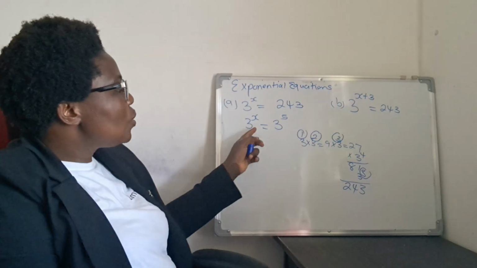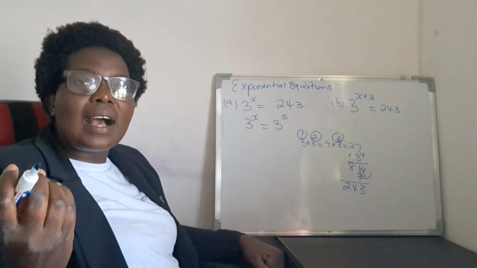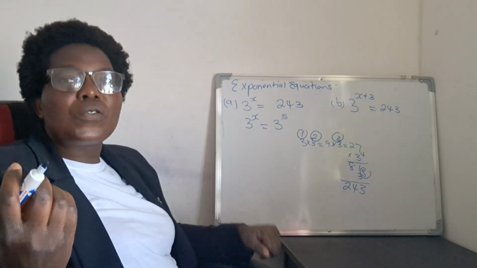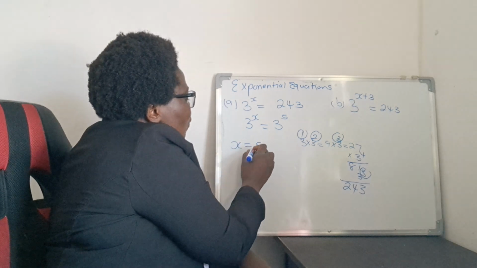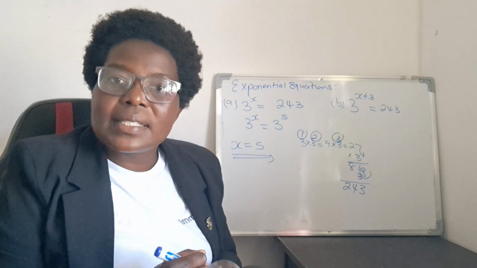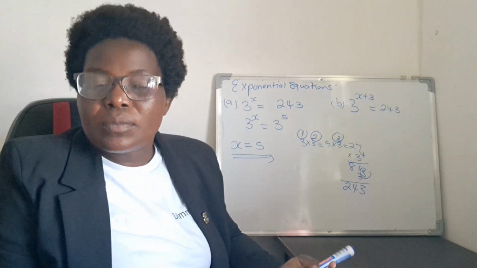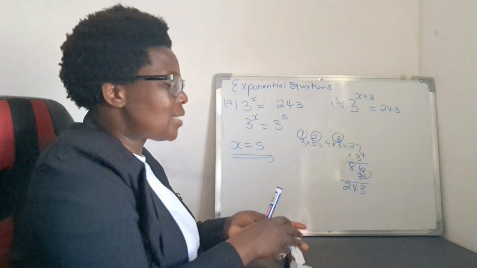Alright? So in short, to simplify this equation, we are required to solve for x. So it means that our x is equal to 5. So what did you learn here? If your bases are exactly the same, just equate the powers and solve for x.